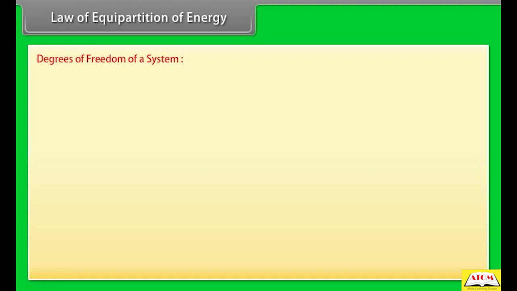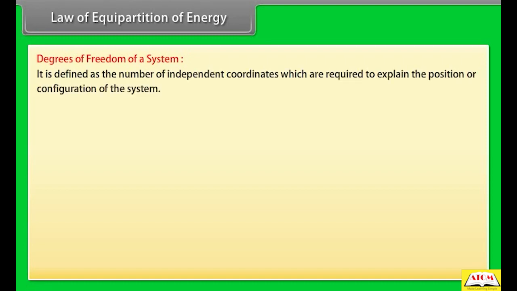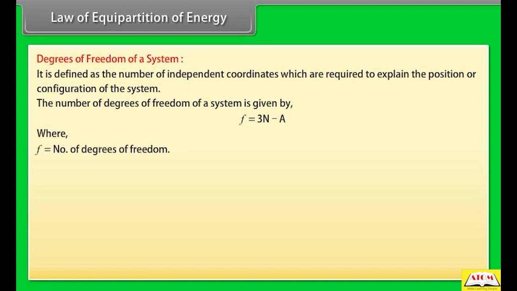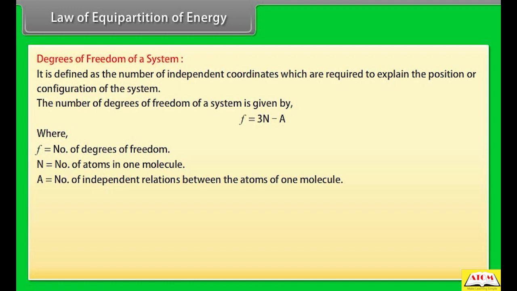Degree of freedom of a system. It is defined as the number of independent coordinates which are required to explain the position or configuration of the system. The number of degrees of freedom of a system is given by f is equal to 3n minus A, where f is equal to number of degrees of freedom, n is equal to number of atoms in one molecule, A is equal to number of independent relations between the atoms of one molecule.